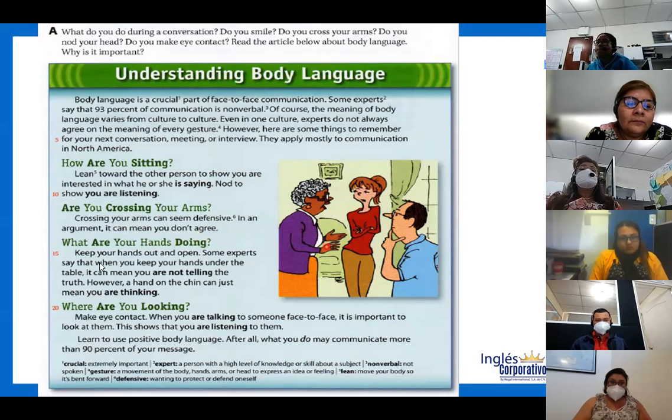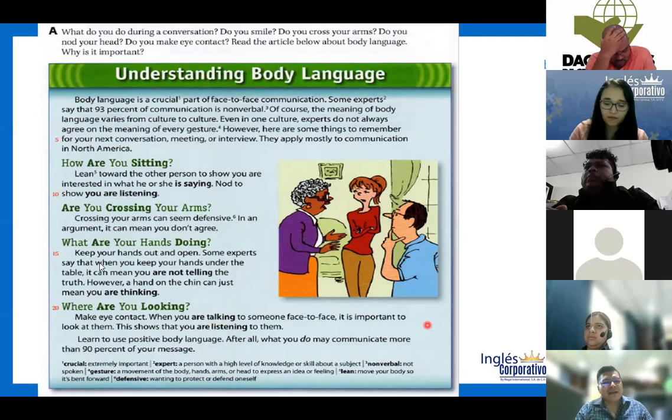Teacher, estaba viendo una palabra que es como nueva para la mayoría. Not to show, es como asentir. Y también como saludar con la cabeza, right? That is another meaning. Okay, gracias. That can be one. Okay, let's go with the next paragraph.